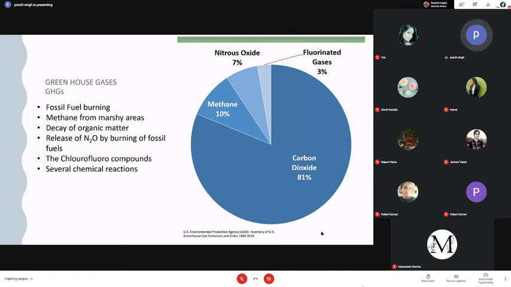Nitrous oxide, which is N2O, methane, carbon dioxide, and fluorinated gases, and their percentage distribution is given here. And what are the chief causes for CO2, methane and nitrous oxides? These are all fossil fuel burning. For nitrous oxides, of course, fossil fuel burning, and the causes for fossil fuel burning are transportation, industries, and other uses.